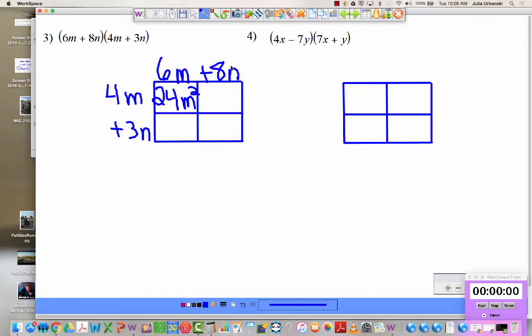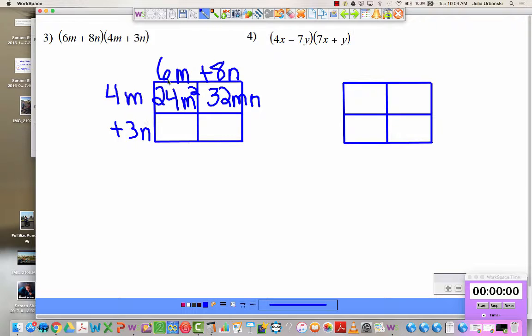This time you have 4m, and you have 8n this time. It's not m times m. What would that come out to be? Good. 32, n to the first, and n to the first. They don't have anything to add with it. It's just m and then n.